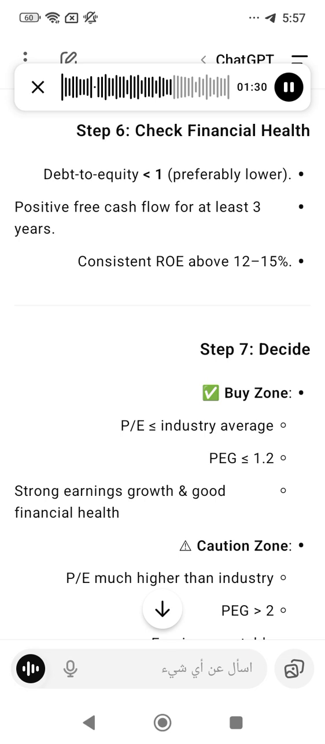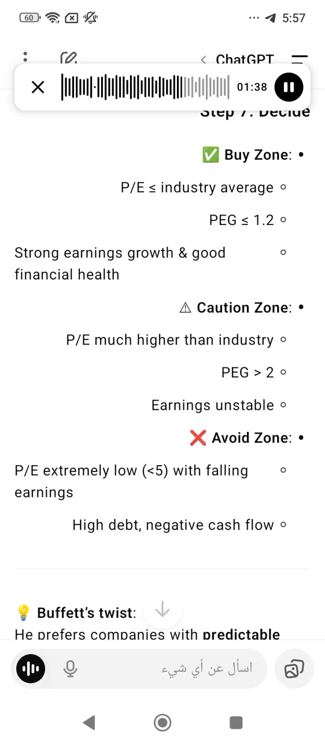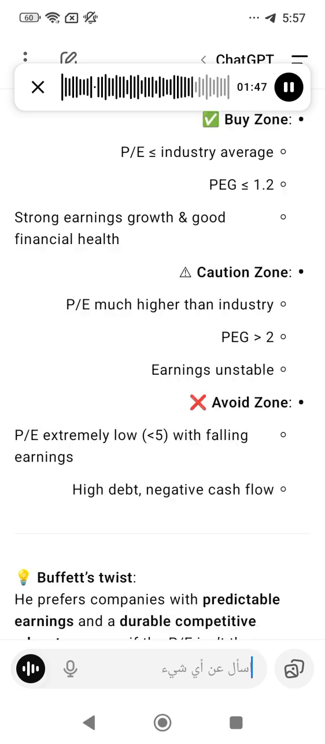Step 7. Decide buy zone. PE below industry average, PEG below 1.2, strong earnings growth, and good financial health. Caution zone. PE much higher than industry, PEG above 2, earnings unstable. Avoid zone. PE extremely low, under 5, with falling earnings, high debt, negative cash flow.